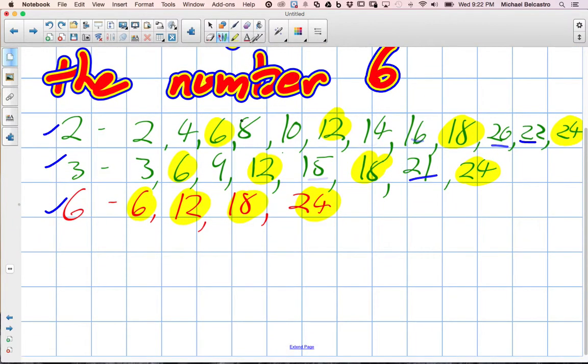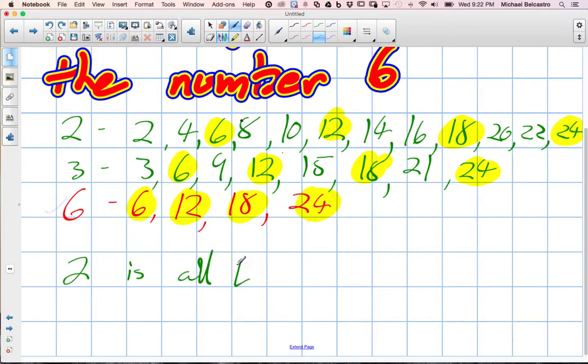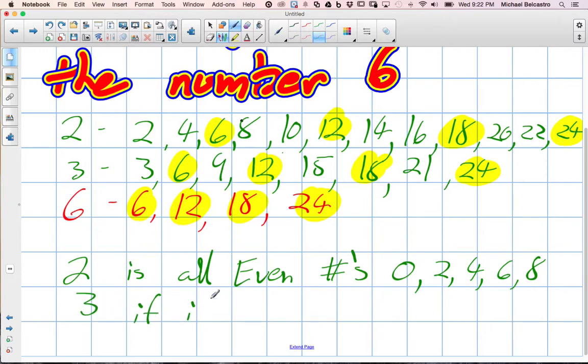So we have to know our rules for 2. The rule for 2 is it goes into all even numbers, which is essentially the idea if it ends with a 0, 2, 4, 6, or 8. And for 3, if you recall, the rule is if the values add to either 3, 6, or 9. Okay, so we'll go through that idea here.